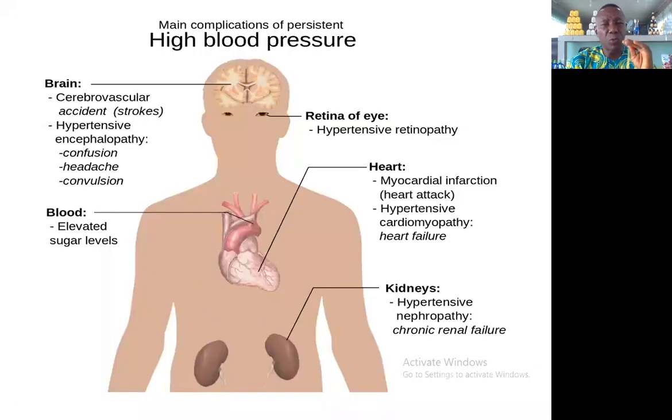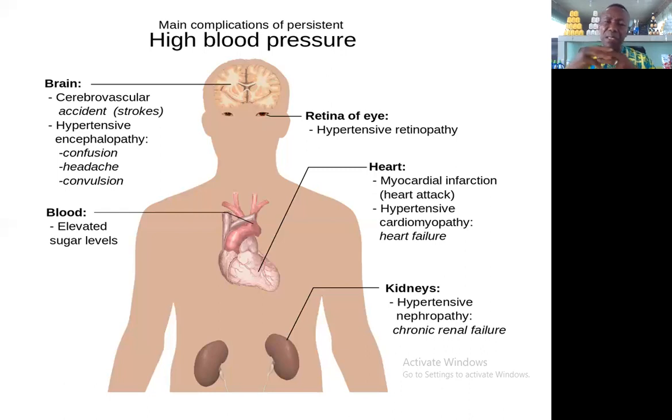Okay? Now, what could be some of the main complications? Number one is the complication that has to do with the brain: cerebrovascular accident, that is stroke. One can experience confusion, headache, and even convulsion. Then, of course, elevated sugar levels is one of the complications. Then we have hypertensive retinopathy. The retina of the eye could suffer what is known as hypertensive retinopathy.